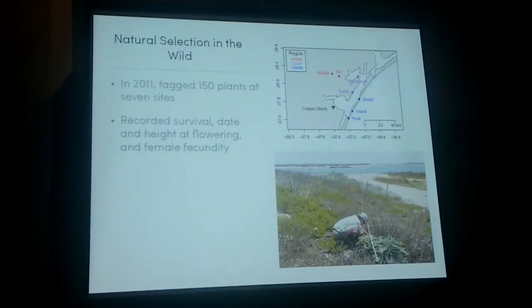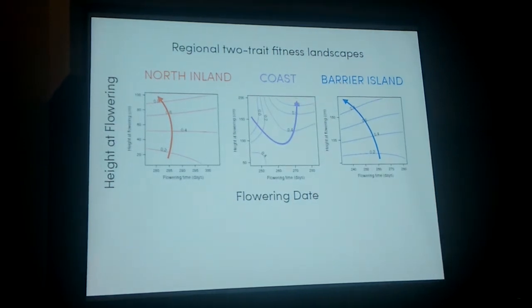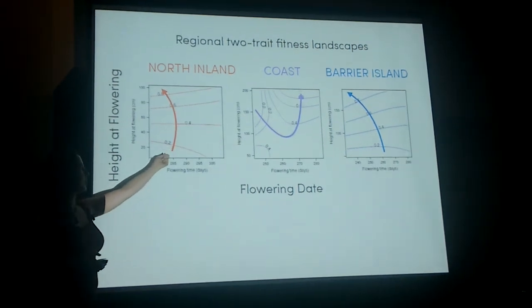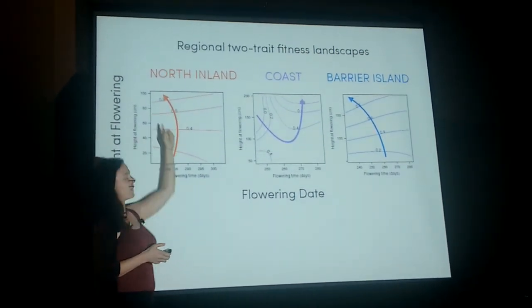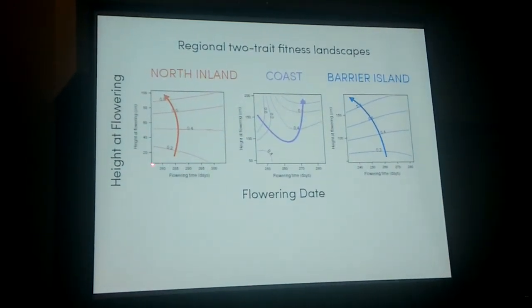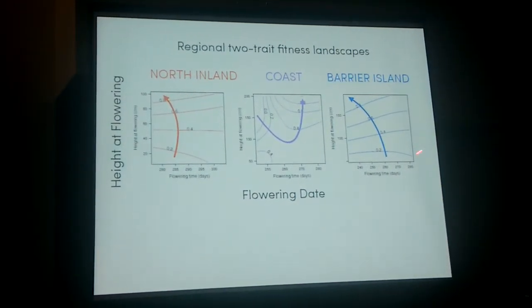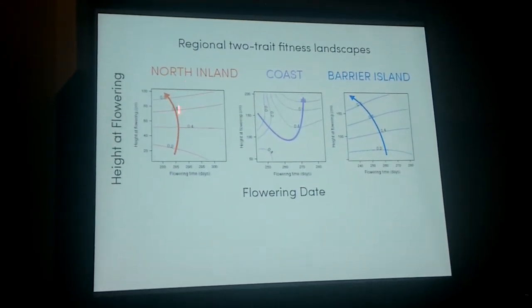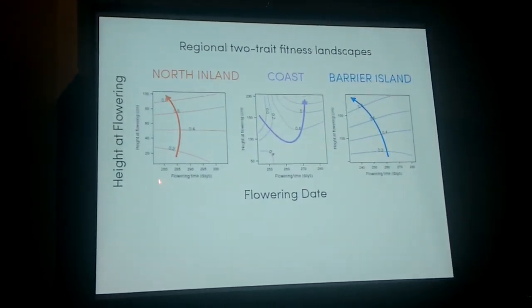So I made a cartoon just to show you the evidence here. What I've drawn is where you would go if you were a population mean moving around in space driven by selection. There are no constraints, right? Everywhere that we did this, it was better to be taller. But in some places, it didn't seem to matter when you flowered. It's more or less flat across flowering space.